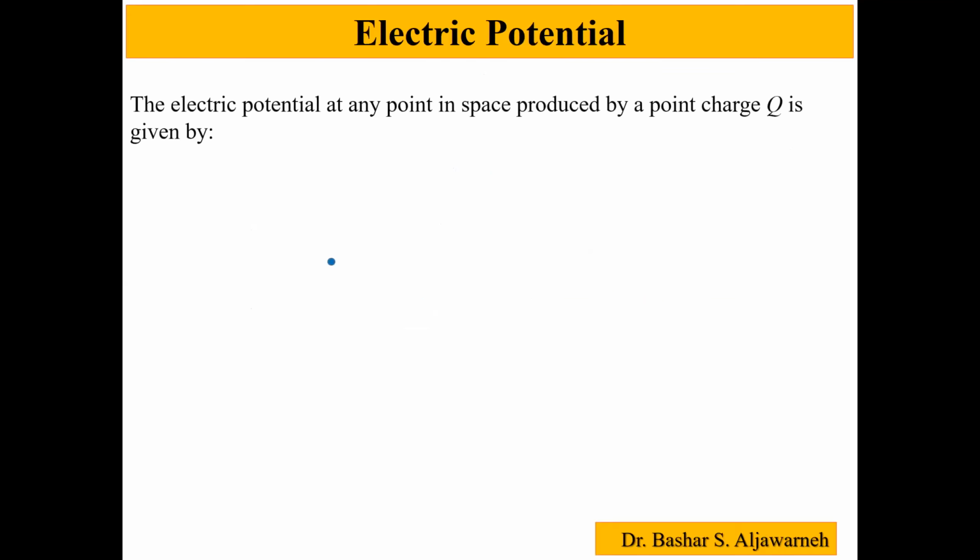The third subject is the electric potential at any point in space. Now, let's assume we have a charge Q, and we are looking to calculate the electric potential at point P, at a distance between capital Q and point P denoted by R. The electric potential at this point produced by this charge is given by V equals K times Q divided by R.